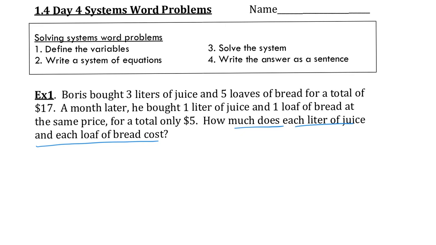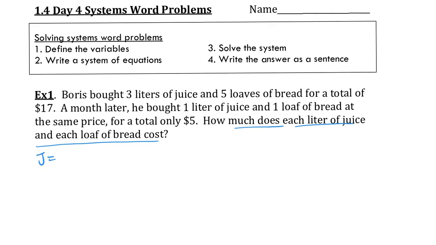Okay, now to define my variables, I want to figure out the 2 unknown values, which are normally in the question. So it says, how much does each liter of juice and each loaf of bread cost? Those are going to be my 2 variables. So for a liter of juice, you can use X and Y, although sometimes it's nice to pick a letter that reminds you of the quantity. So I'm going to use J.